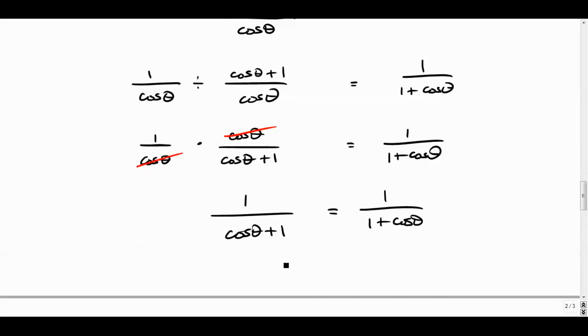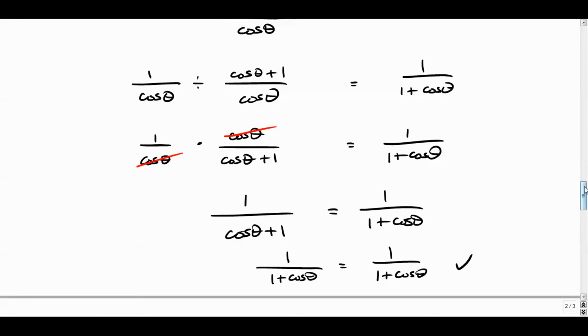And I'll just commute these. Addition, you can just mix around like that, no big deal, and I'm done. That was a tricky one because we had to change both sides. Normally you just change one side to be the other, but that one was pretty tricky.